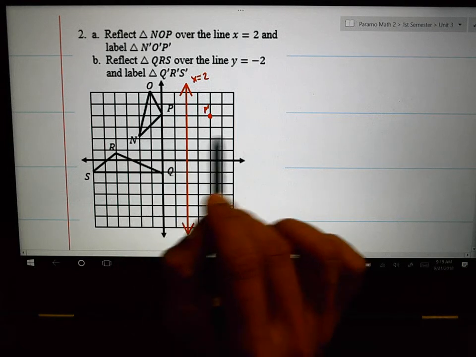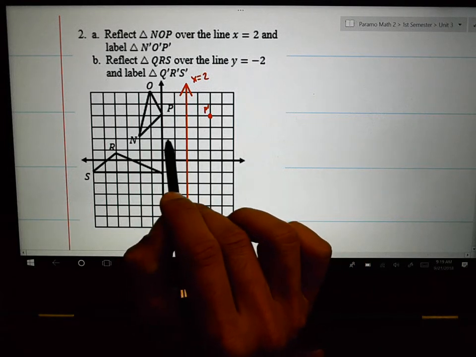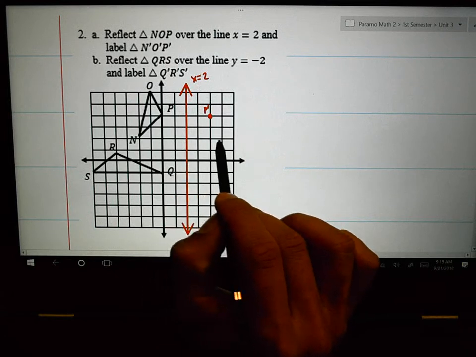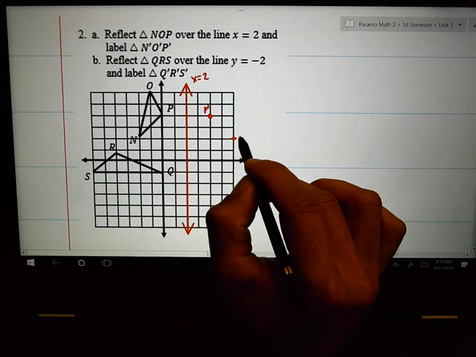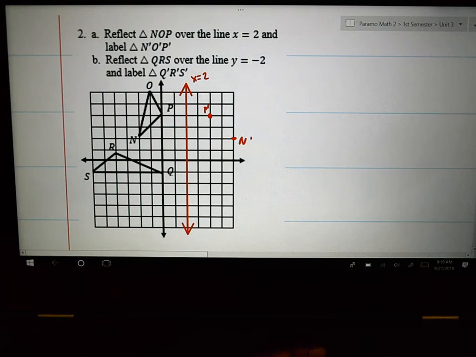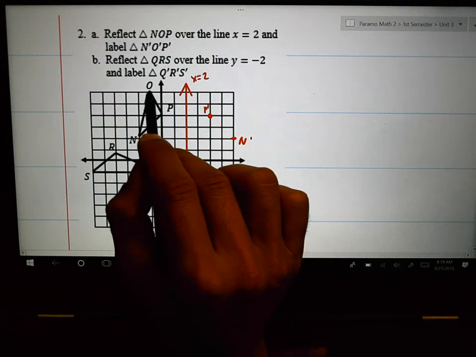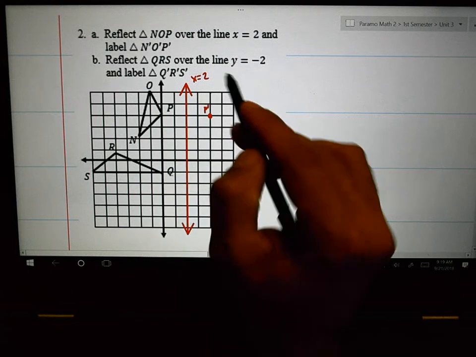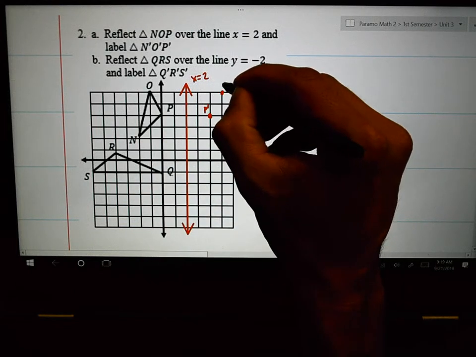It's farther away. It is 1, 2, 3, 4 squares away from the line. So I go 1, 2, 3, 4 squares away where N prime should be. I just think of it like a mirror. Where's the mirror? At x equals 2. And lastly, O is 1, 2, 3 straight lines. I have to go 3 straight lines from there. O prime is here.